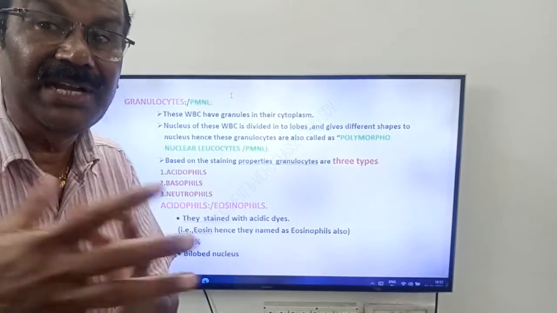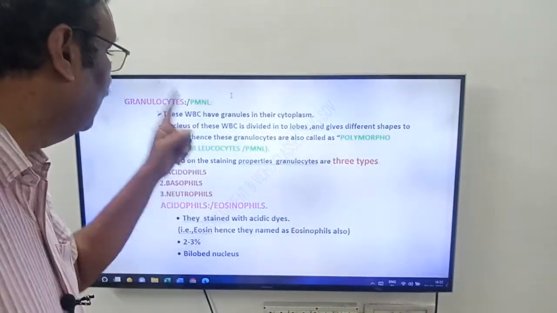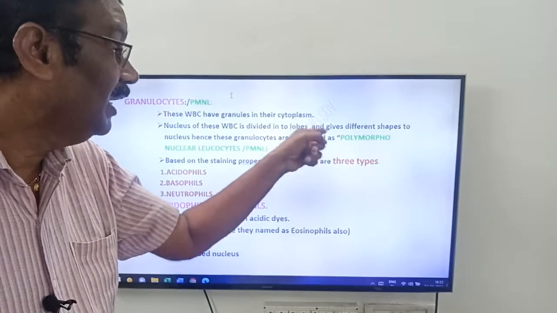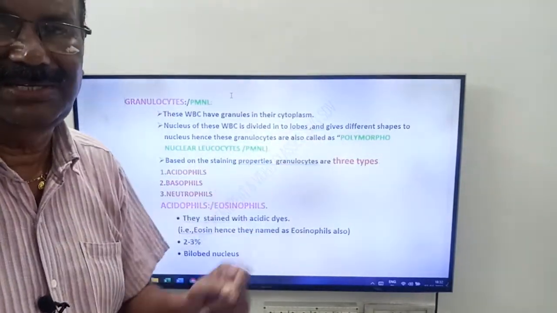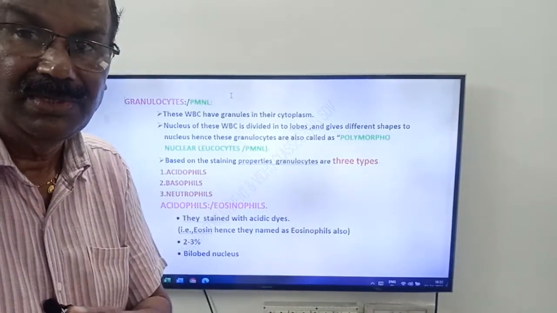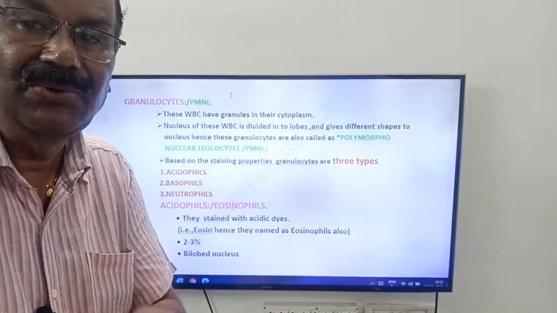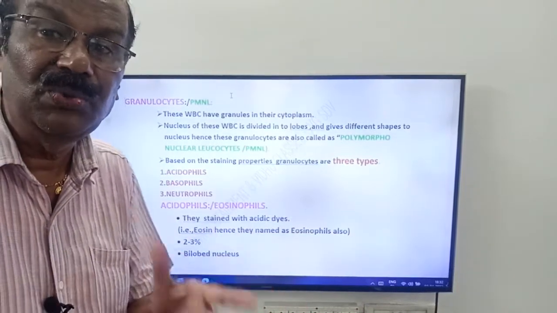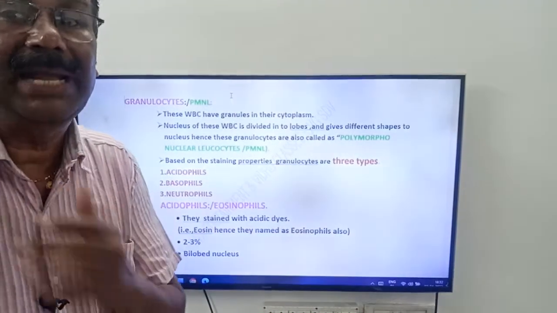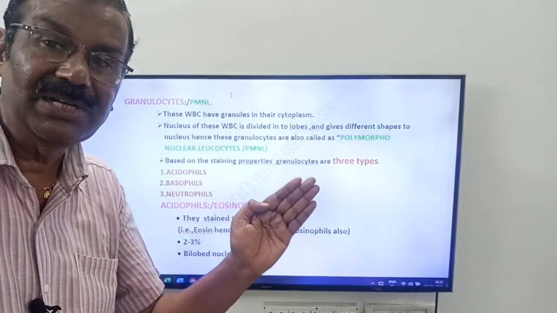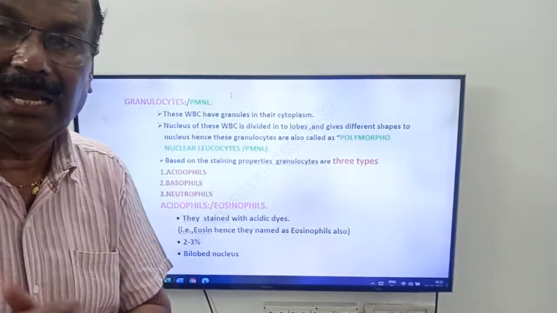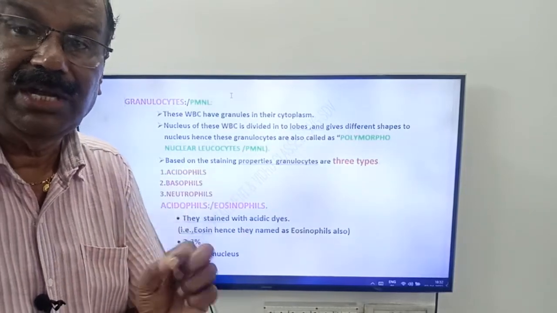These lobes give different shapes, friends. So, because of that, we are calling this polymorphonuclear leukocytes. Polymorpho, different forms. The nucleus has different forms, different shapes. Polymorphonuclear leukocytes or PMNL. Friends, granulocytes have one more name, that is PMNL, polymorphonuclear leukocytes.